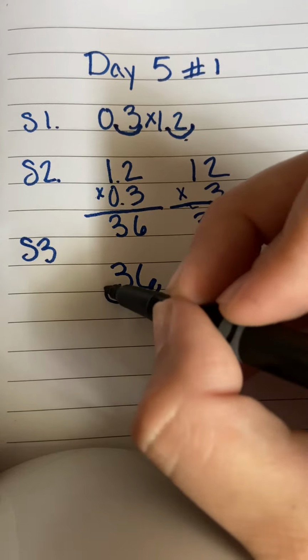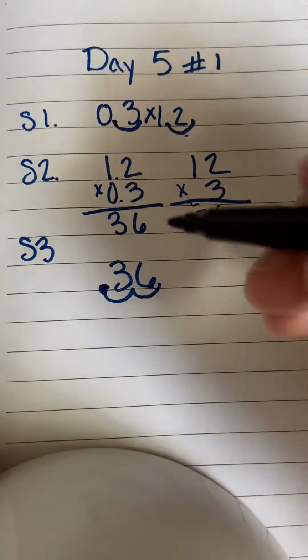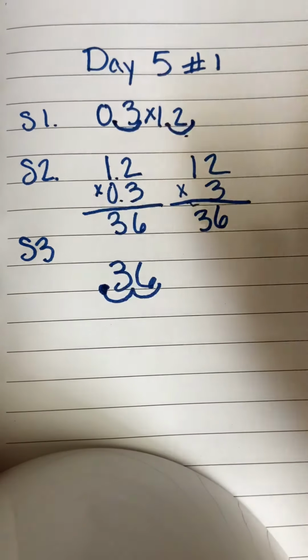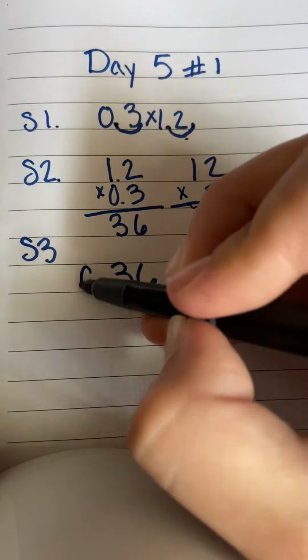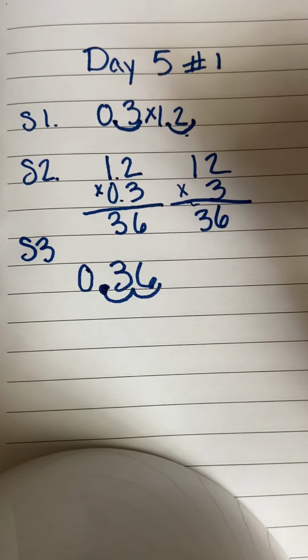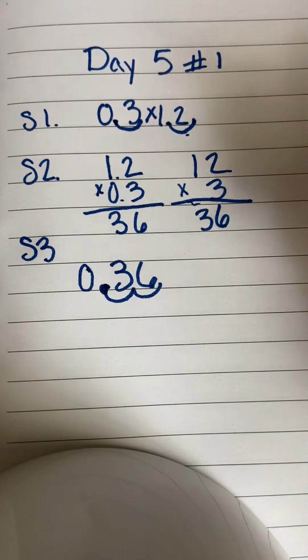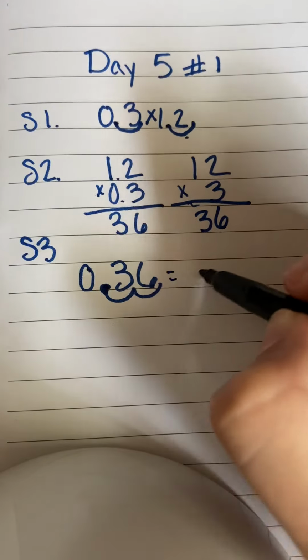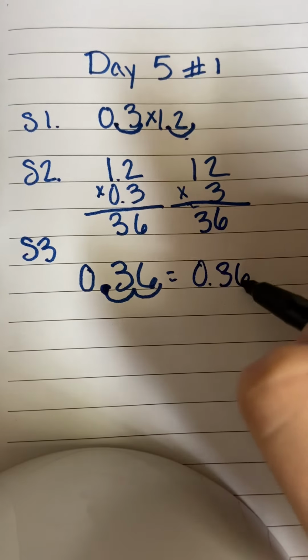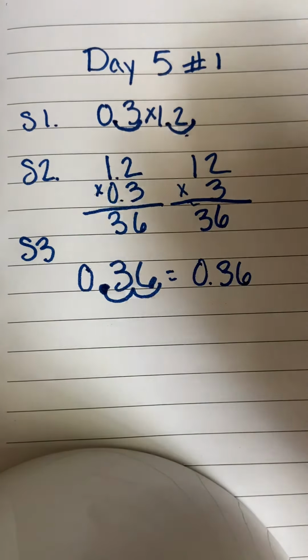1, 2 places. So your answer is 36 hundredths. Sometimes you can put a 0 right there. It's not necessary, but it is helpful for you to know. So your answer equals 36 hundredths for day 5, number 1.